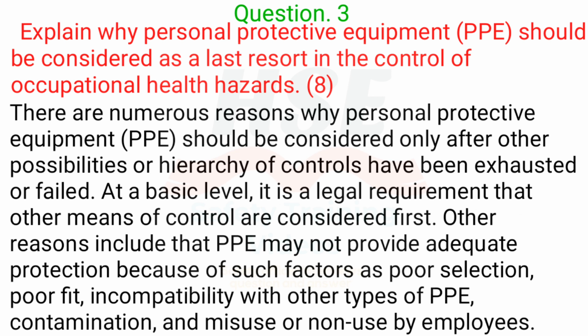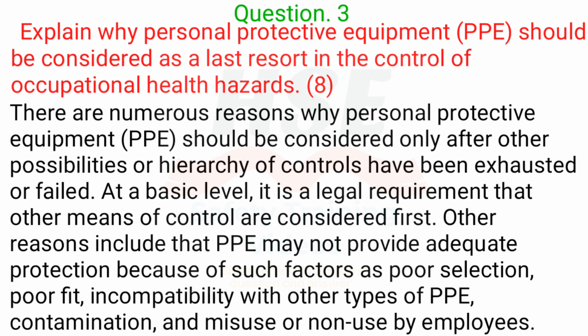Question 3. Explain why personal protective equipment, PPE, should be considered as a last resort in the control of occupational health hazards. 8 marks question. There are numerous reasons why personal protective equipment, PPE, should be considered only after other possibilities or hierarchy of controls have been exhausted or failed. At a basic level, it is a legal requirement that other means of control are considered first.